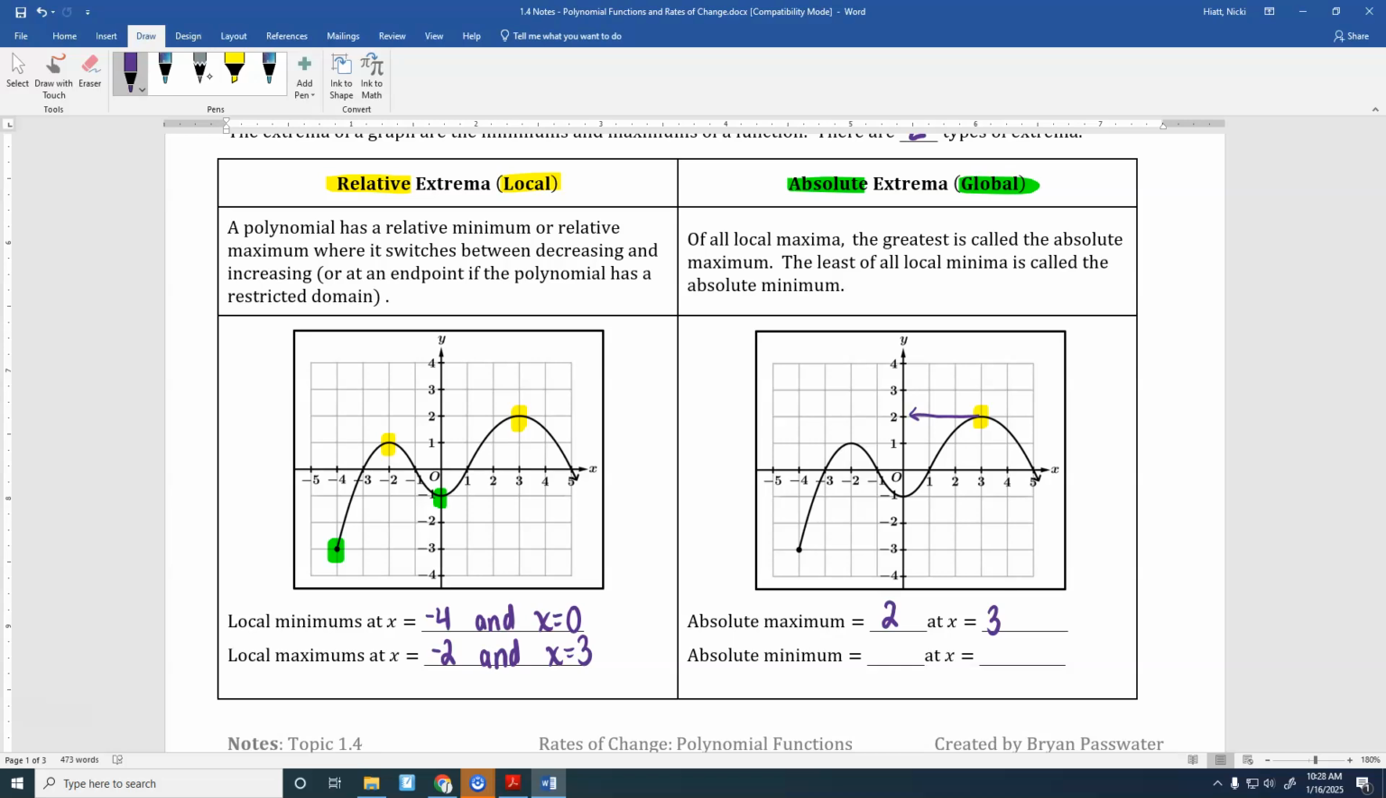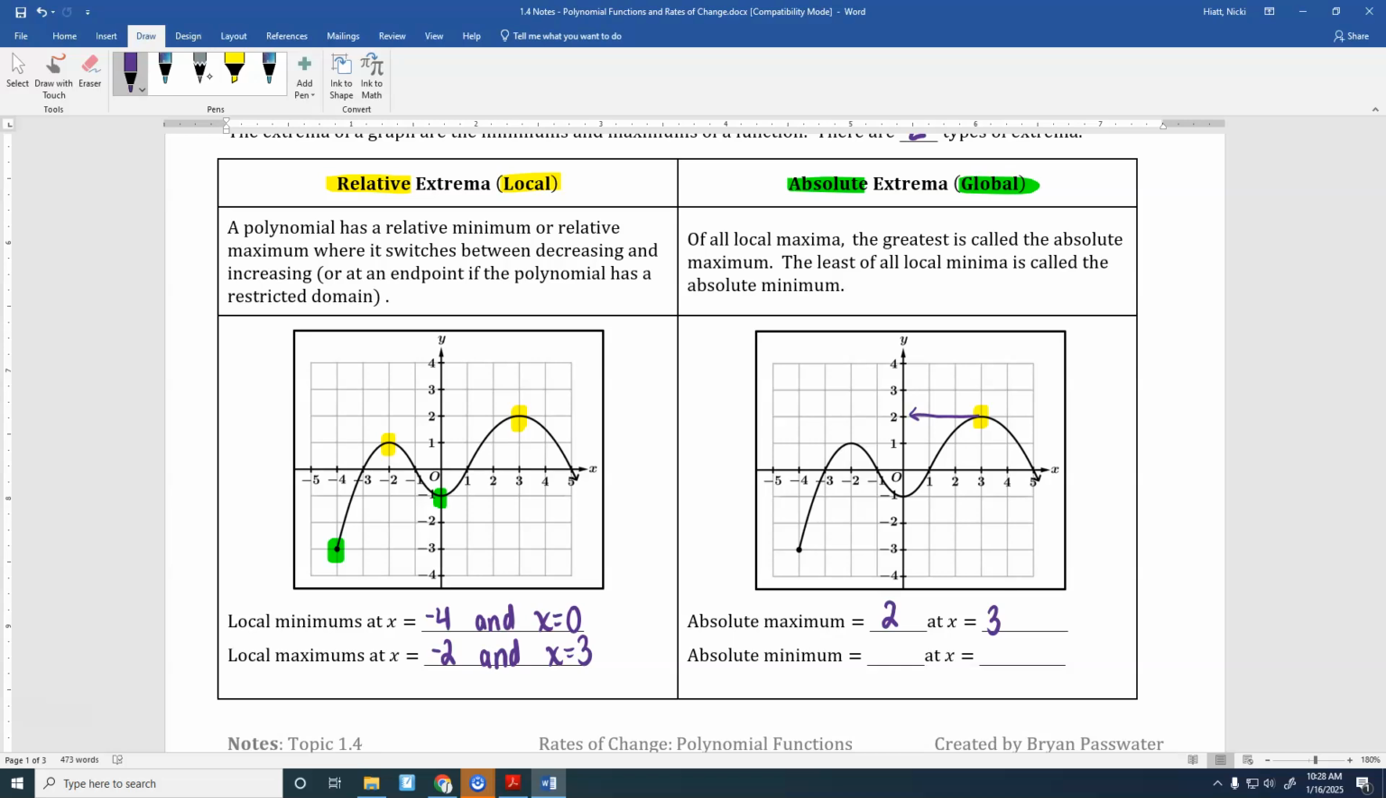So you have to be very careful with the wording of the question to know whether it's looking for the x value or the y value. If it just asks for absolute maximum or absolute minimum, it's looking for the y value. Sometimes it'll ask for the x value where the absolute maximum occurs. Then it'll be looking for x's.